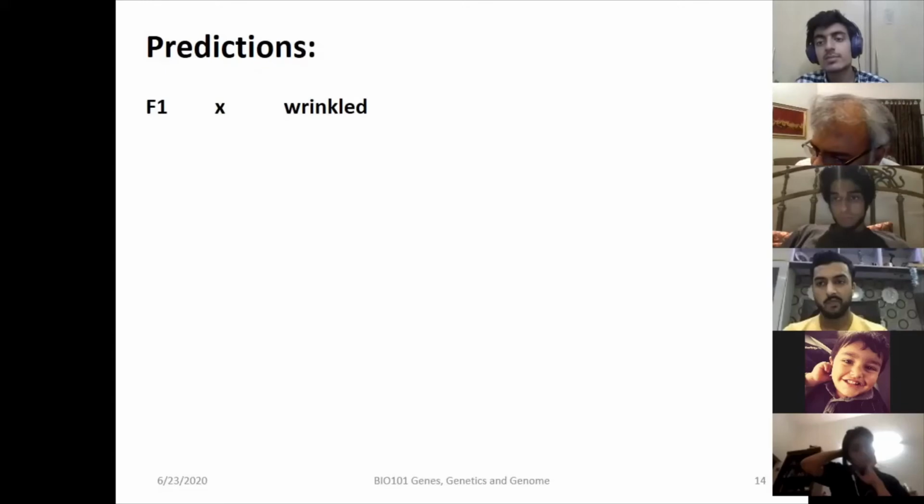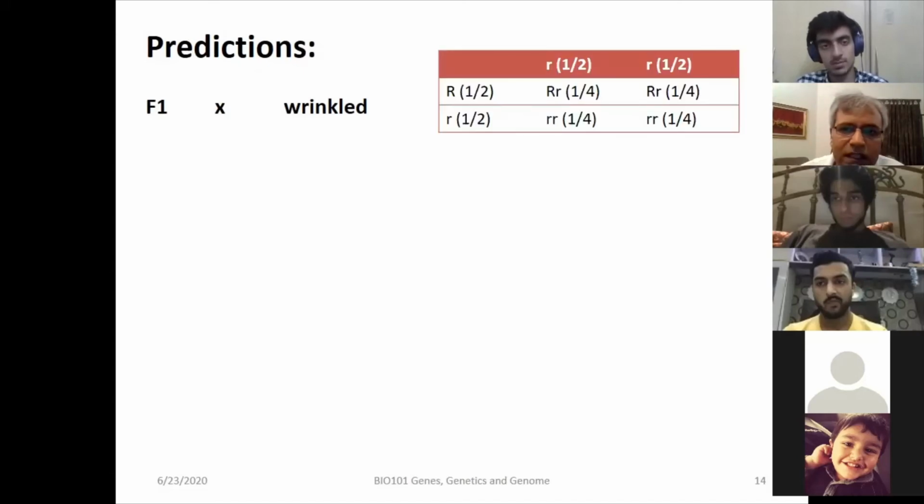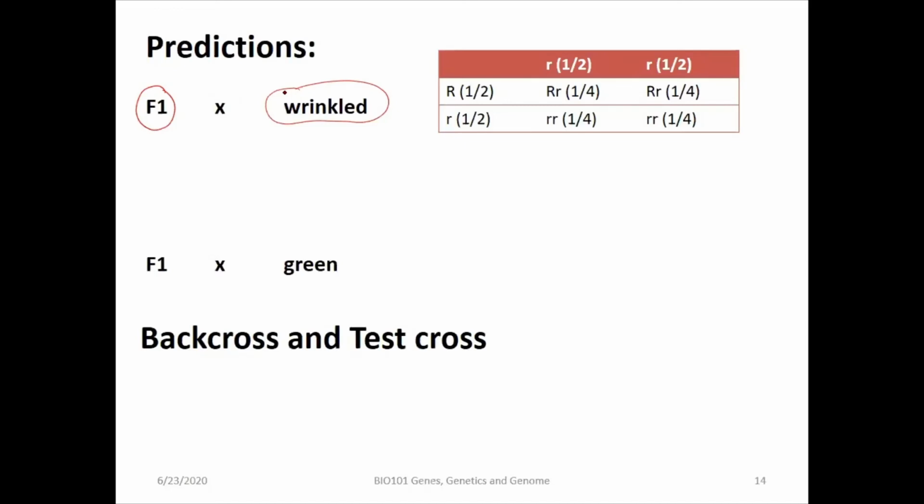Sir, 50-50. Because in F1 we have a mixture of wrinkled and round factors. Yeah, then if we match it with wrinkled, we'll get 50-50. Very good. We will get 50-50, and that's what Mendel did. Mendel did all these crosses. Mendel did all these predictions. That's how he proved himself right. So what he did, he took F1 round, crossed with wrinkle, and he said, I'll get 50-50.